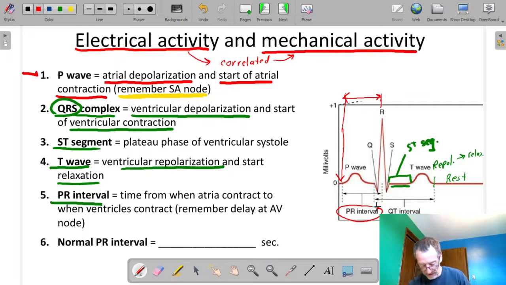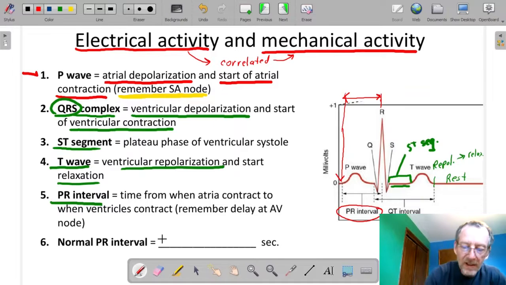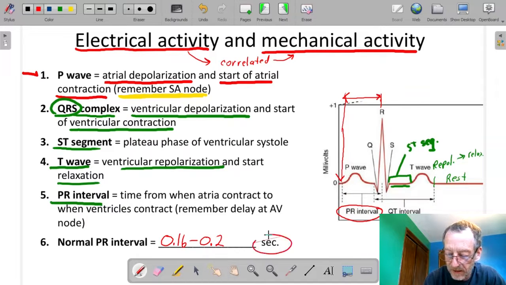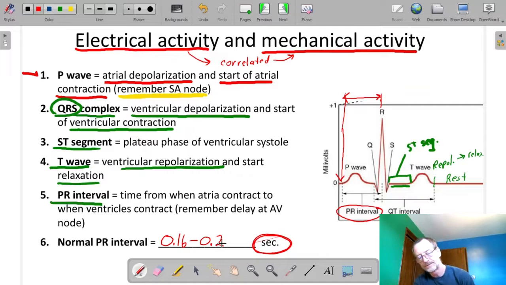And a normal PR interval is in the range of 0.16 to 0.2 seconds. So you should also be able to tell me how many milliseconds 0.2 seconds is equal to. And if you said 200, you're in good shape.